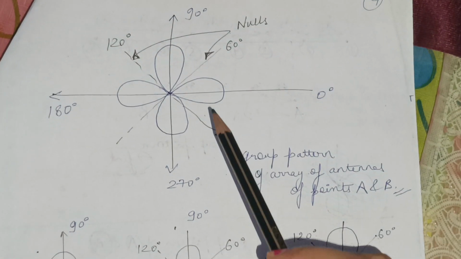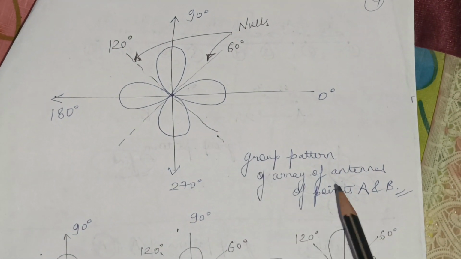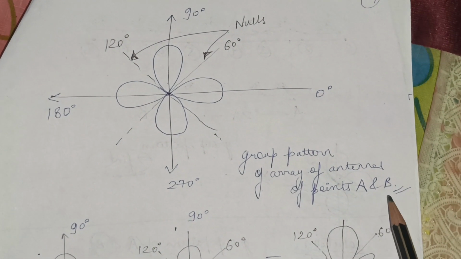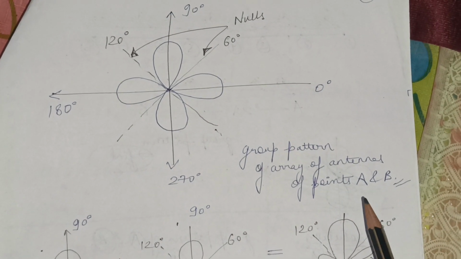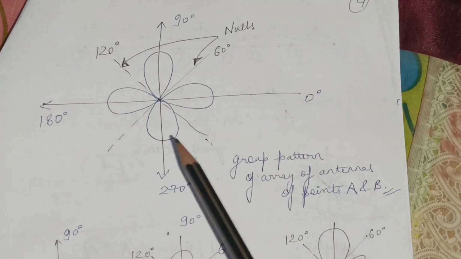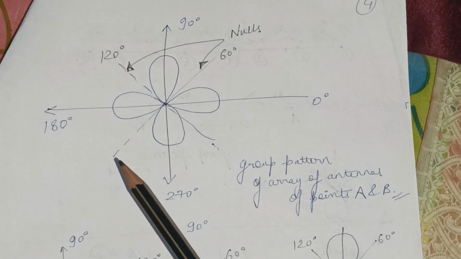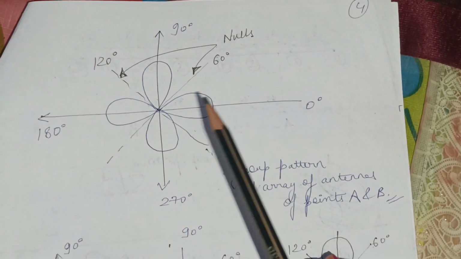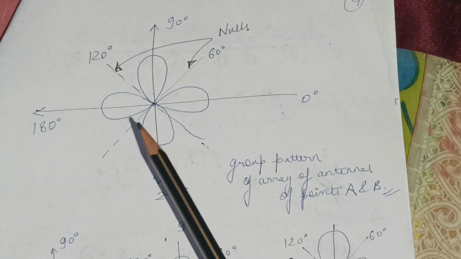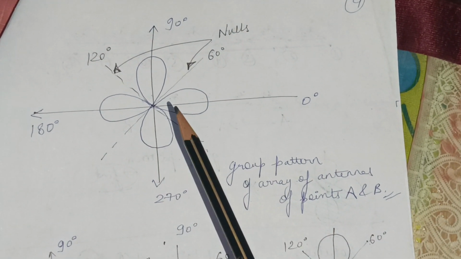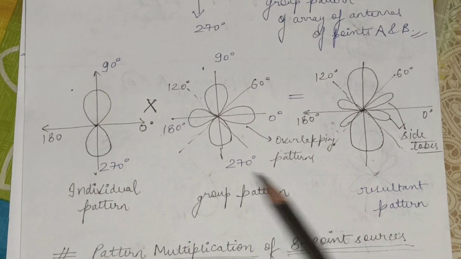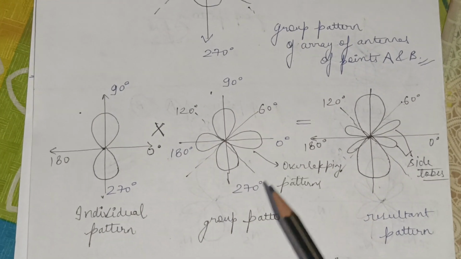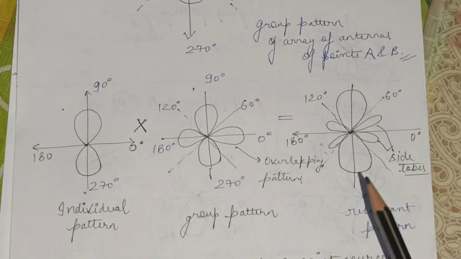Now look at this figure. This will be our group pattern of the array of antenna points A and B, which are separated by the distance d is equal to lambda, and this figure shows the null directions, and shows the major lobe directions, which will be at 0 degree, 180 degree and 90 degree, 270 degree. Now you must multiply the individual pattern with the group pattern to create your resultant pattern.